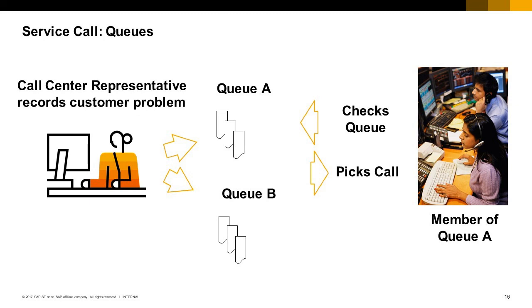The members of the queue regularly check the queue by using the menu path Service, Reports, Service Calls by Queue. A member of the queue can assign any of the service calls to himself and work on it. Every user can see all service calls that are assigned to him in the service reports called My Service Calls or My Open Service Calls or My Overdue Service Calls.